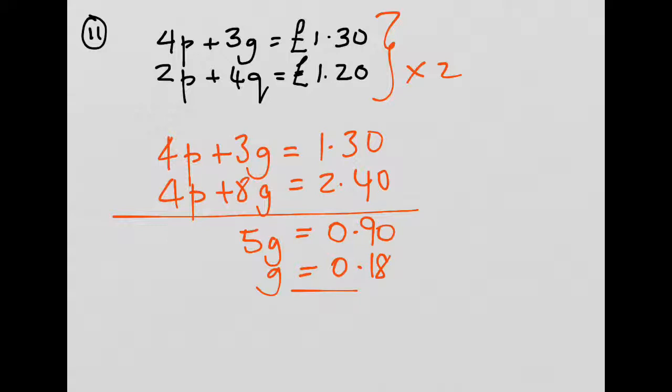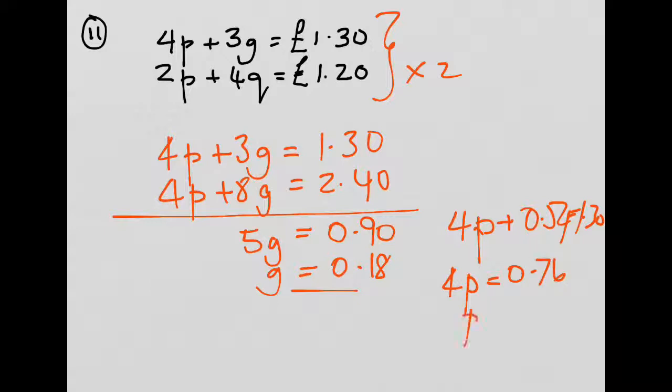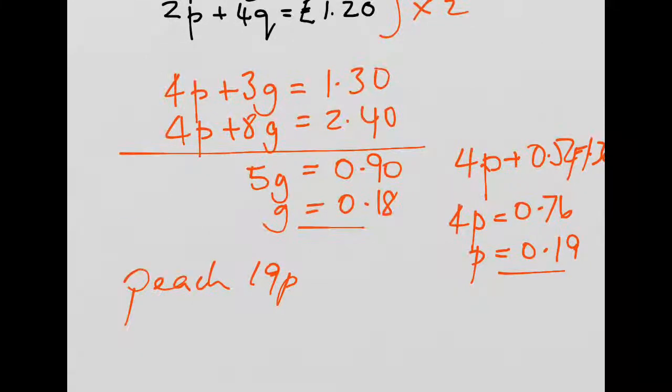Once you know g is 0.18, if I put it into the first equation, I get 4p plus 3 of those, 0.54, is equal to 1.30. So 4p is 1.30 minus 0.54, which is 0.76. If I divide that by 4, that means p is 0.19. So to finish the question off, a peach is 19 pence and a grapefruit is 18 pence. Don't forget to write those as your solution.